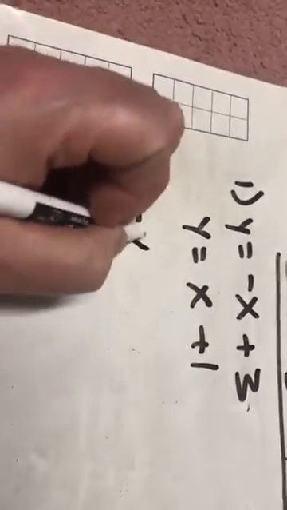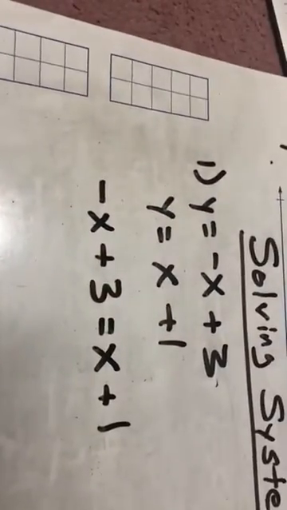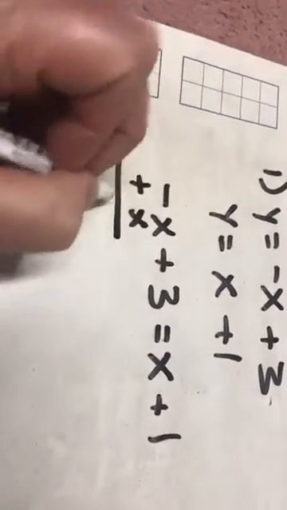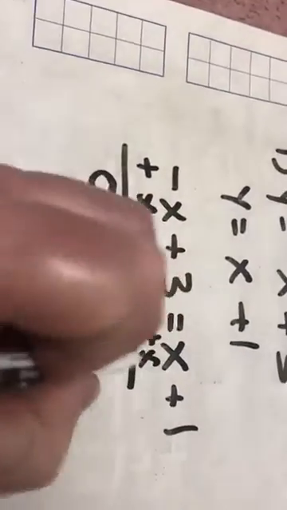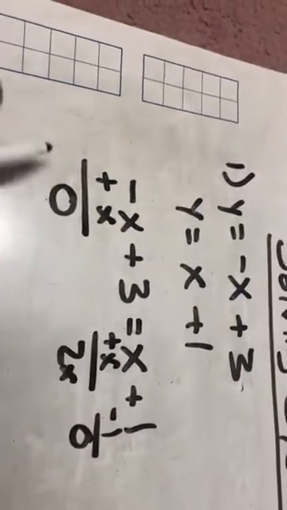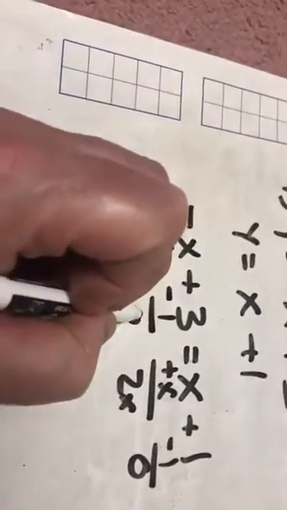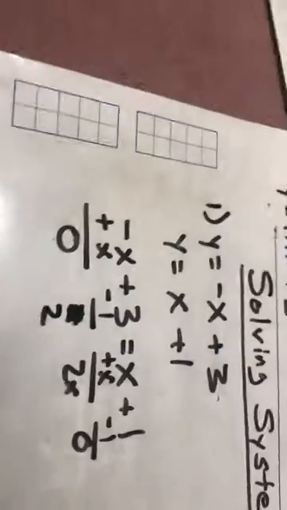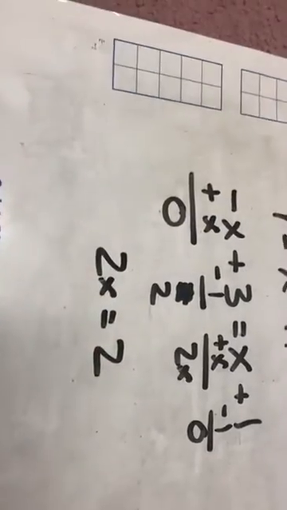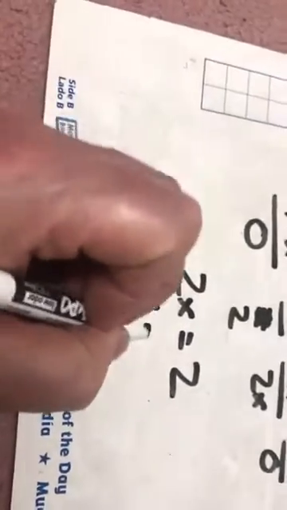In this case, we're going to go negative x plus 3, and that's going to equal x plus 1. I'm going to take this negative x and bring it over here by adding x to both sides. That's going to give me 2x. Then I'm going to subtract 1 from both sides, because remember I need a 0 on each side. That's going to give me, 3 minus 1 is not 0. 3 minus 1 is 2. My mistake, 8th grade. So now I am left with 2x equals 2. If 2x equals 2, I'm just going to divide by 2. 2 divided by 2, x equals 1.